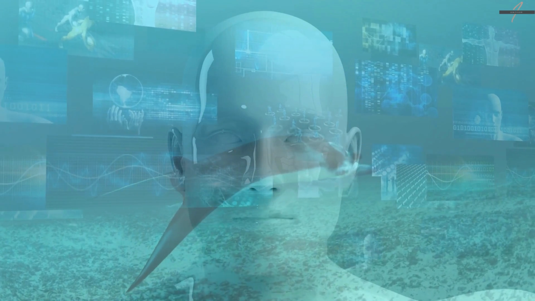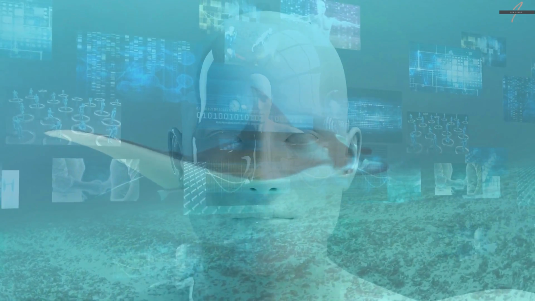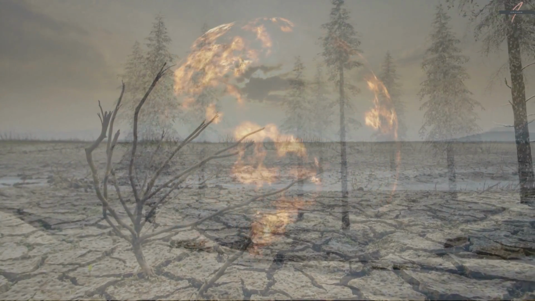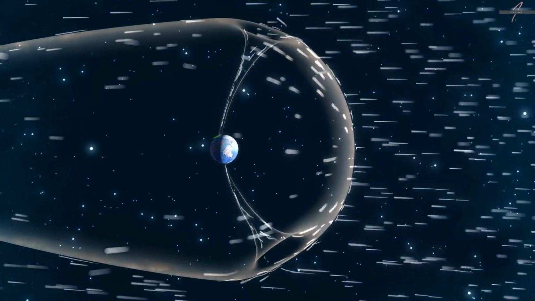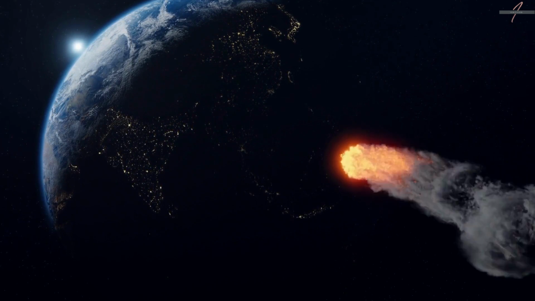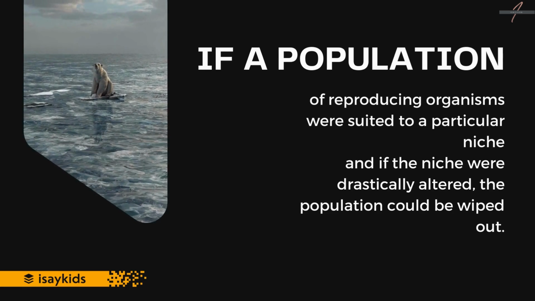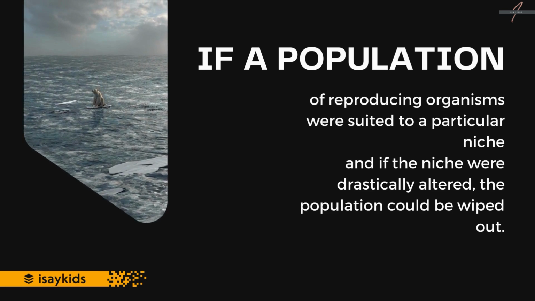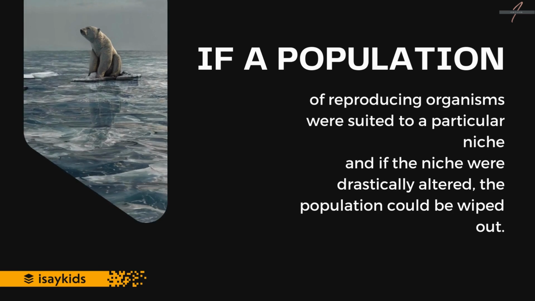However, niches can change because of reasons beyond the control of the organisms. Temperatures on Earth can go up or down. Water levels can vary, or there could be meteorite hits, to think of a few examples. If a population of reproducing organisms was suited to a particular niche, and if the niche were drastically altered, the population could be wiped out.